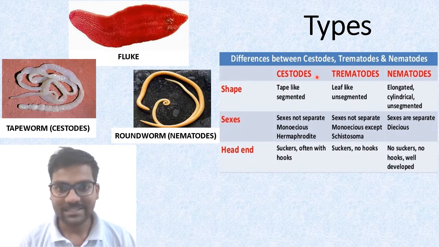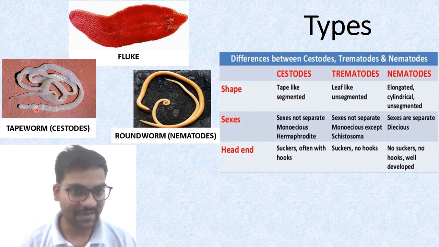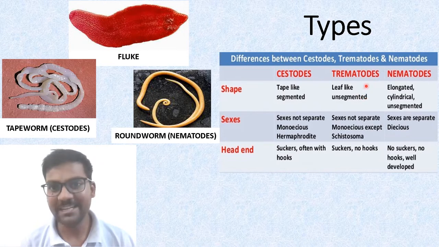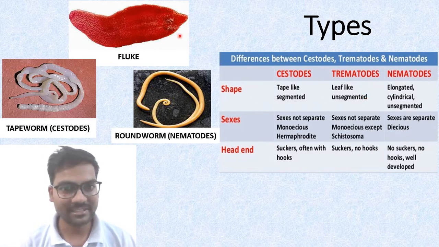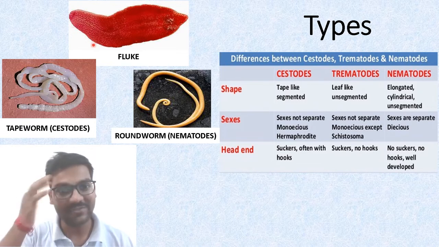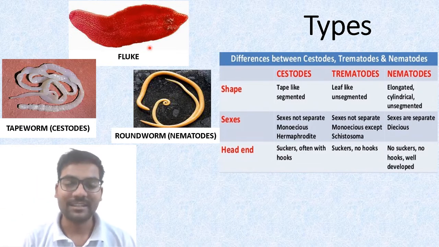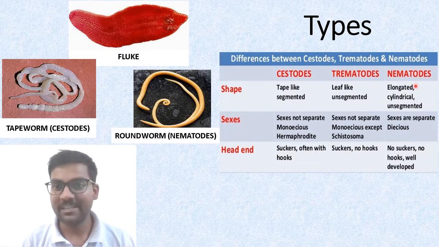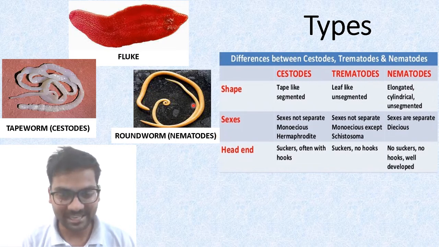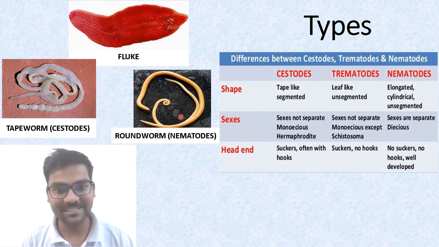Cestode. In cestodes, the shape is tape-like and segmented. This is a diagram of a tapeworm, known as cestode. In the diagram, we can see it resembles a tape and there are various segments. In trematode, the shape is leaf-like and unsegmented. This shape resembles a leaf and it is unsegmented. There is no segment present. But in the case of nematode, it is cylindrical, elongated and unsegmented.